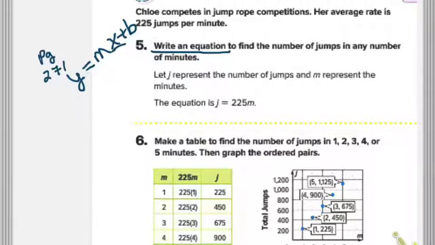One of the things that's a little bit different about this is we're using different letters instead of Y, M, and X. It really doesn't matter what variables you use. The letter we choose for a variable doesn't matter. In this case, it just makes sense to use J for jumps and M for minutes. We just have to keep in mind that our M is not our slope in this equation.